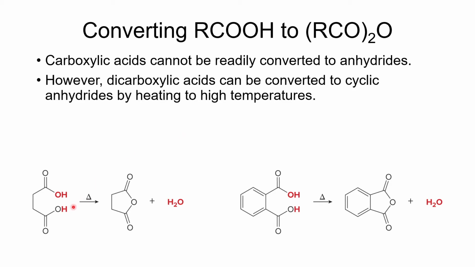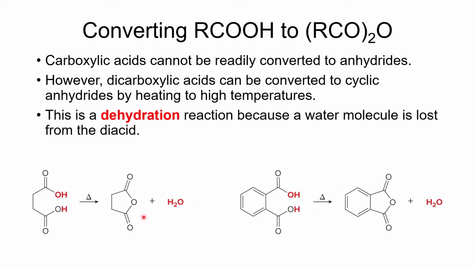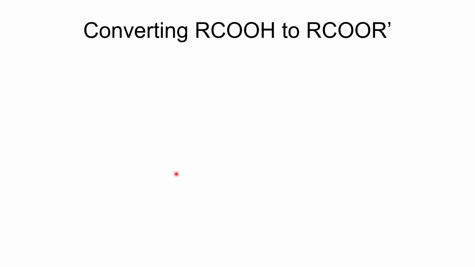So we heat it up to high temperatures, we'll lose H2O, and we'll end up getting the acid anhydride. We call this dehydration because we're losing H2O. And in fact, anytime we're making an acid anhydride, it's dehydration.